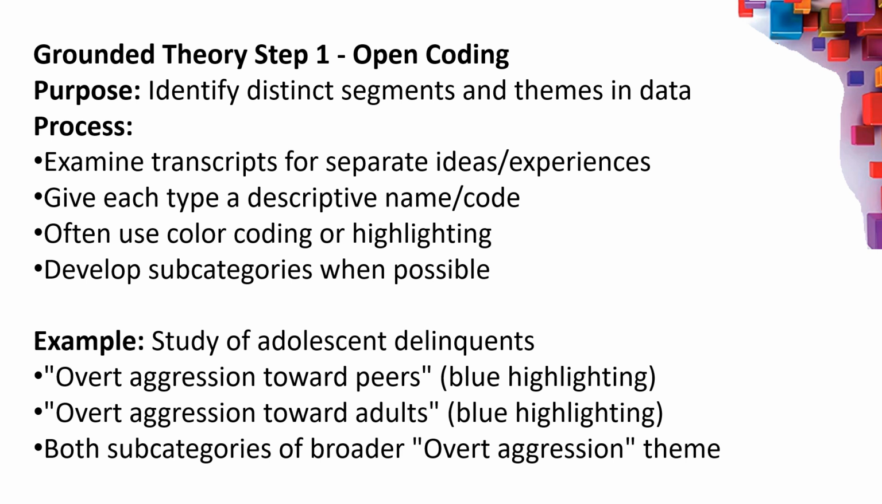Open coding is like taking apart a complex machine to see how it works. You're breaking down interview transcripts into their component parts, distinct ideas, experiences, or themes. Each type gets a name and often a color code for easy identification. When you notice that some codes are related, you can group them into broader categories with subcategories underneath.